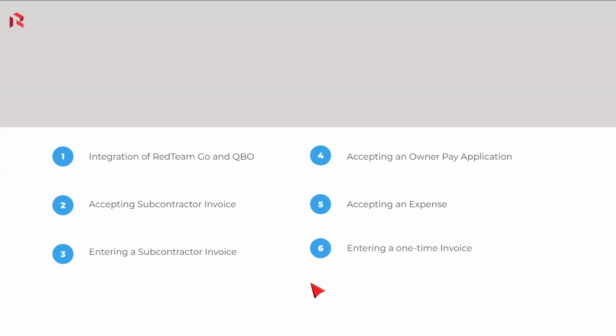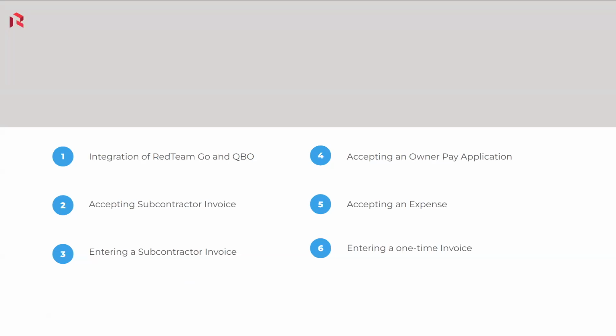We will then also go over how to enter a subcontractor's invoice, for those subcontractors that aren't entering their invoices using the RedTeam Go portal, rather they're emailing them out to you. So we'll go over how to enter that for them. We'll also go over how to accept an owner's pay application that your project manager may have entered, and what accepting that owner's pay application does.